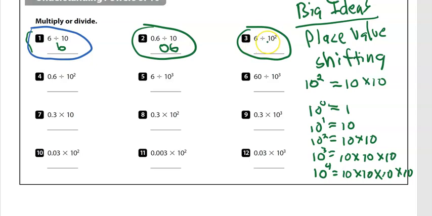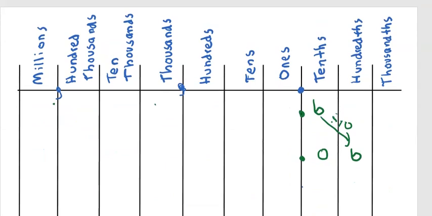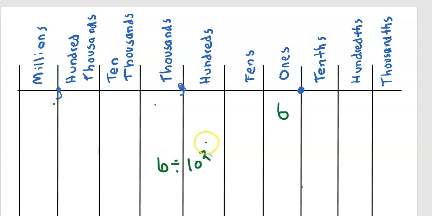Here's our problem. 6 divided by 10 to the power of 2. Let's go check it out. This time we have 6 ones, and we have divided by 10 to the power of 2. So I'll write it down here. 6 divided by 10 to the power of 2. So how many times do we have to shift? That's all you got to think about. Don't make it tricky. 10 to the power of 2 is 2 tens. That's 10 times 10. So we're going to shift it twice.